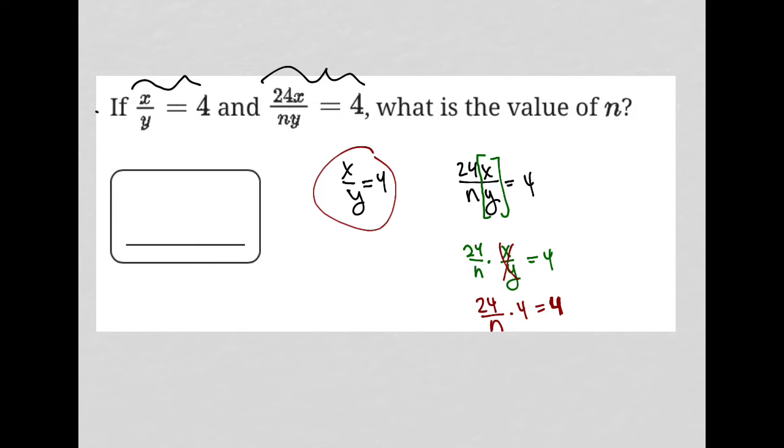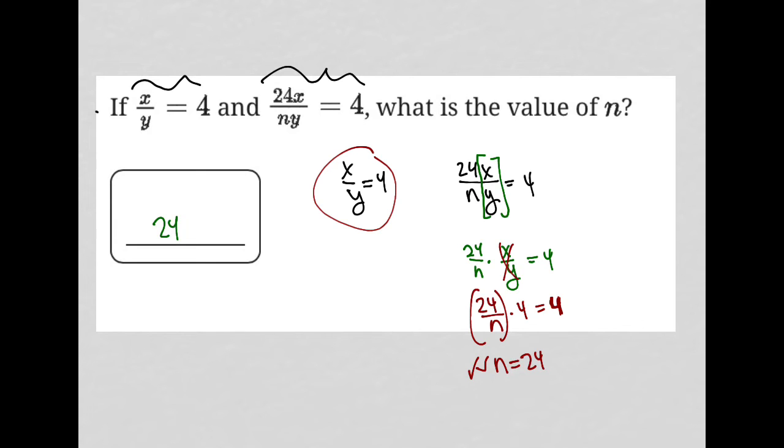How is that possible, right? The only way that's possible is if 24 over n is equal to 1, right? That's the only way, because then we'd have 1 times 4 equals 4. So n has to be 24 because that's the only way to make 24 over n equal to 1. That's one way to think of it, and that would be our correct answer.